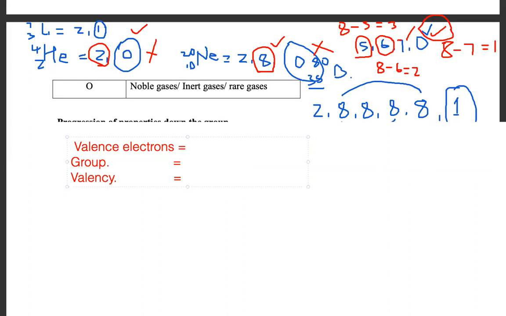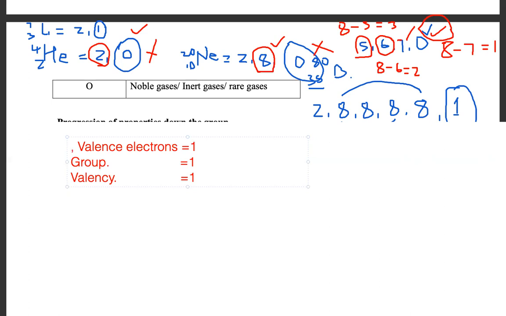So if this element has got 1 electron in the outermost shell, what will be its group? Its group will also be 1, because it has got 1 electron in the outermost shell. Then what will be its valence? The valence will also be 1. So there is a bit of a similarity, a trend there.